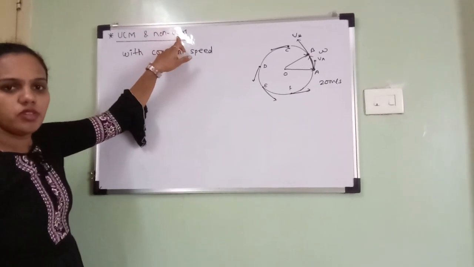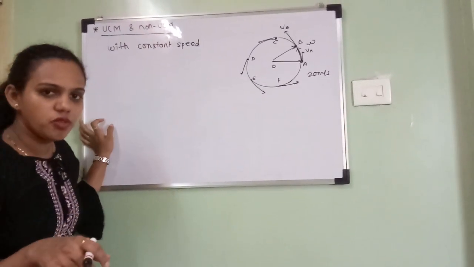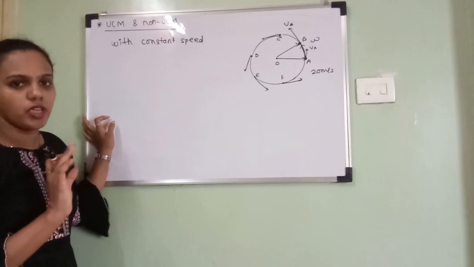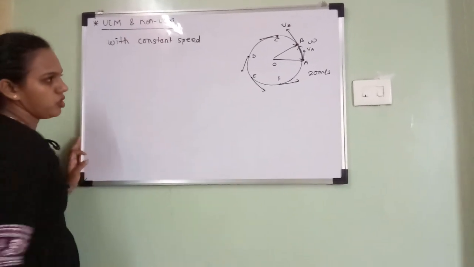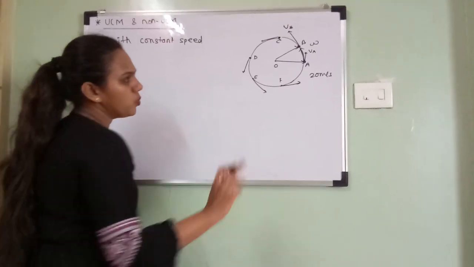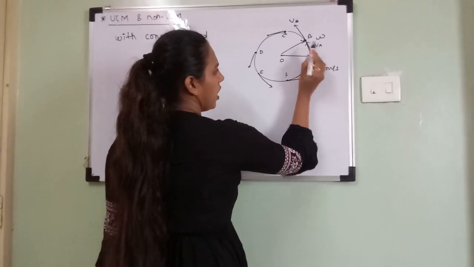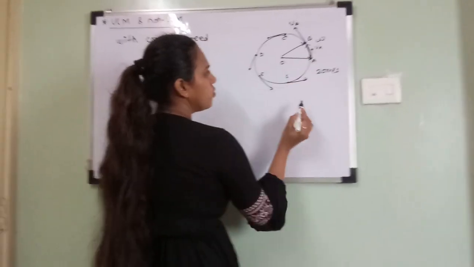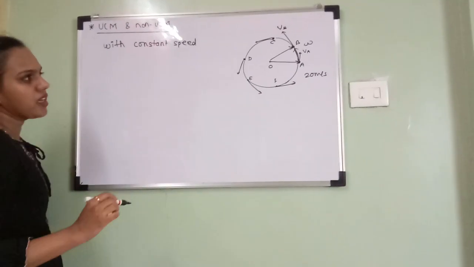So what will the definition of this be? Motion of a body along the circumference of a circle with variable angular speed or with variable speed is known as non-uniform circular motion. Now in this, it's very important to understand. Suppose at point A the velocity is Va, at point B the velocity is Vb. The magnitude is the same. So what will be the acceleration?